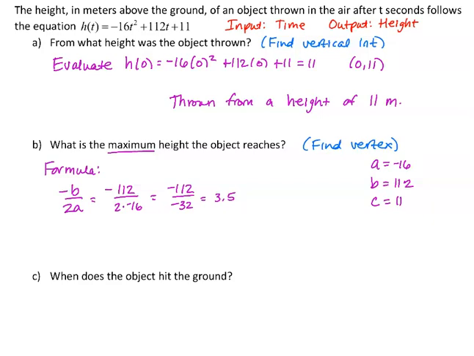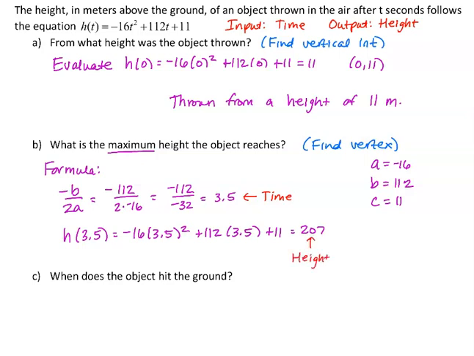So that's representing a time. To find the height, we need to now take and plug that into our function. So h of 3.5. So negative 16 times 3.5 squared plus 112 times 3.5 plus 11. Let your calculator do the simplifying here for you. It's 207. So 3.5 is telling us a time. 207 is telling us a height. So it's telling us that this object that was thrown reaches a maximum height of 207 meters after 3.5 seconds.